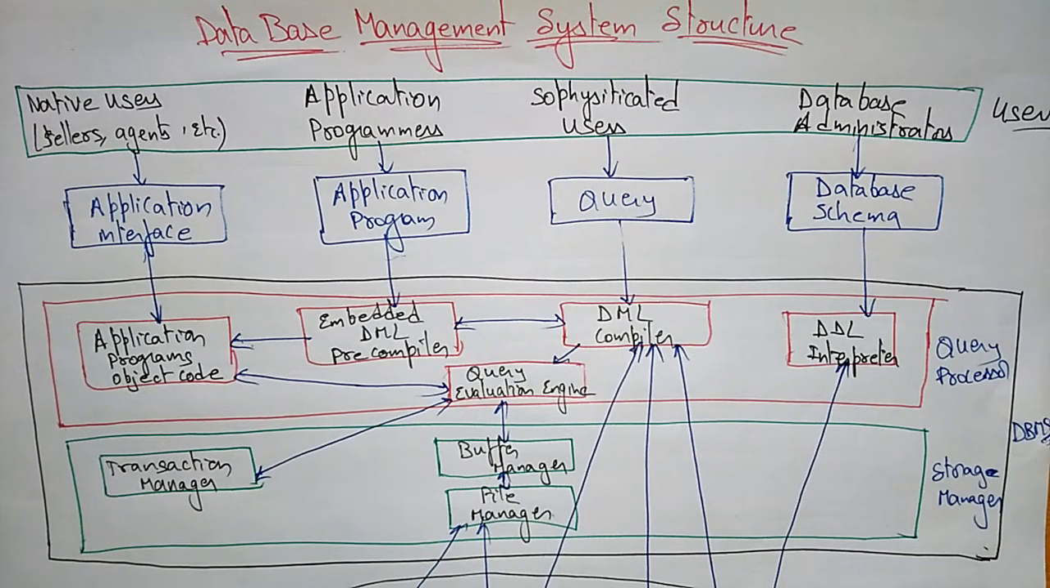Hi students, let us continue with the database management system architecture. In the previous video I explained about the DBMS architecture. I had given the example of 1 tier, 2 tier and 3 tier architectures. And now let us see the structure of the database management system.